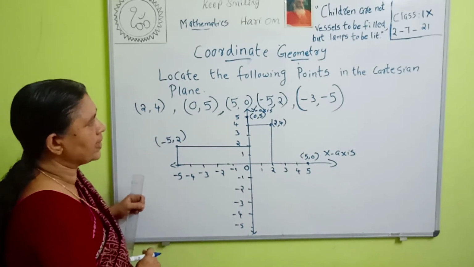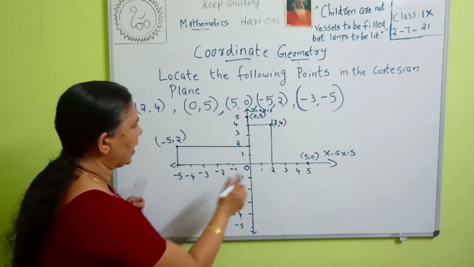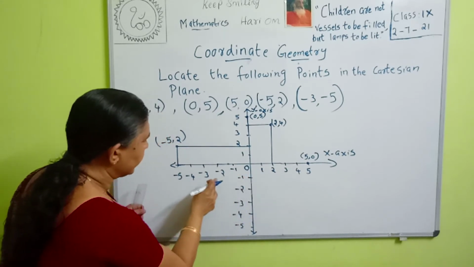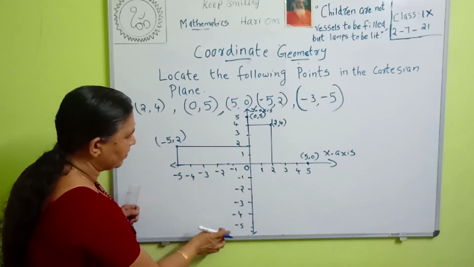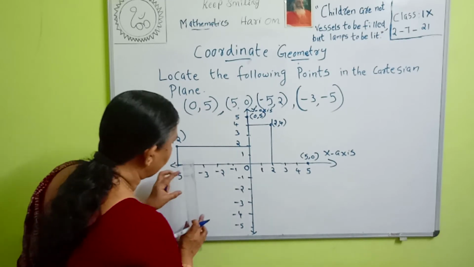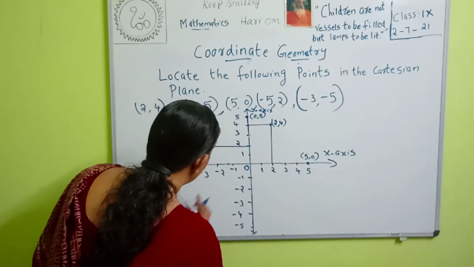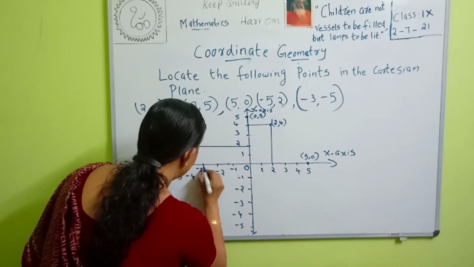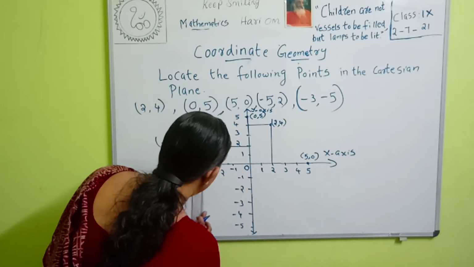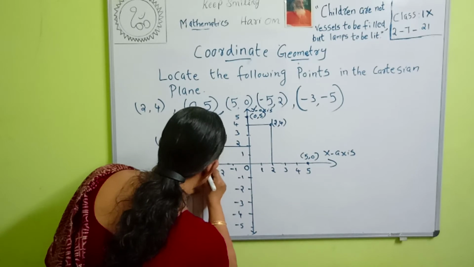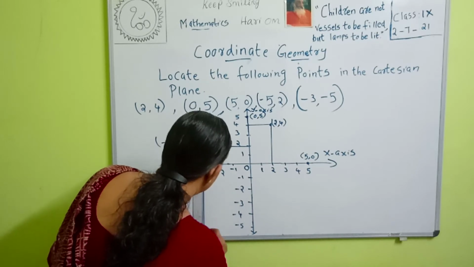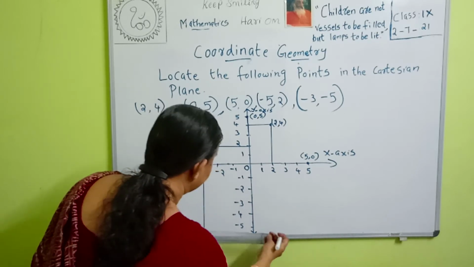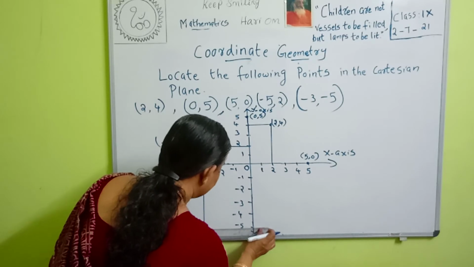Then what is our last one? (-3, -5). -3 is here. X coordinate is -3 and y coordinate is -5. So we draw a line from here. This is the -3. So from here we draw a line. And y coordinate is -5. So it is -5.